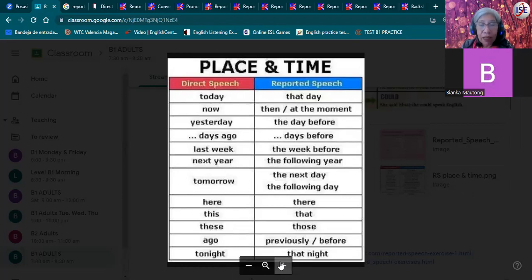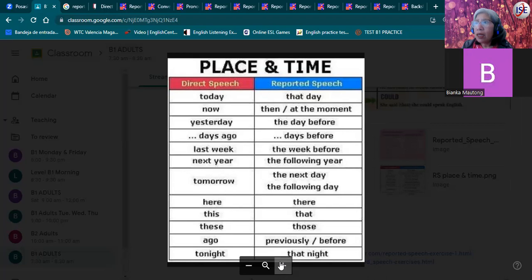Remember that we studied this yesterday. Places and times change when you go from direct speech to indirect speech, okay? So it says, Maria is working today. Maria said she was working that day. We are having class now. I told my boss we were having class at the moment. Peter, I went to school yesterday. Peter said he had gone to school the day before.